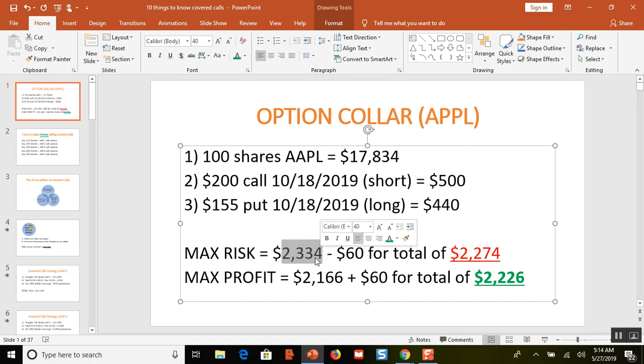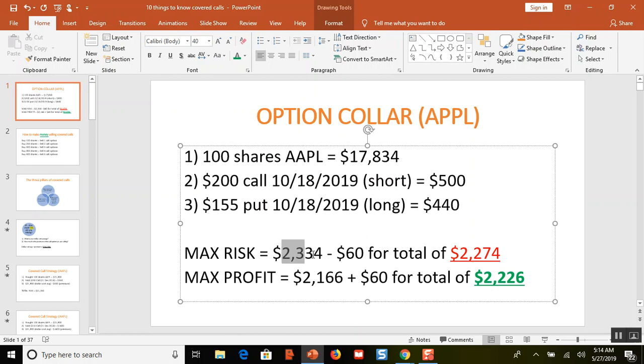Every dollar it goes down, you lose $100 until it hits 155, and then your put option kicks into high gear. And if it goes down to 154, you do lose another $100 in your shares, but you gain $100 in your put. If it goes down to 153, your put's worth $200, and so it all cancels out and equalizes. That's how put options protect you, right?